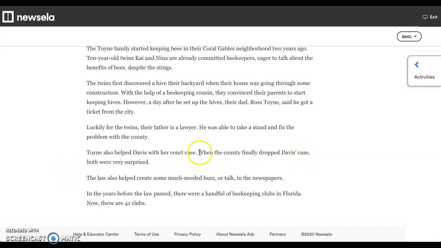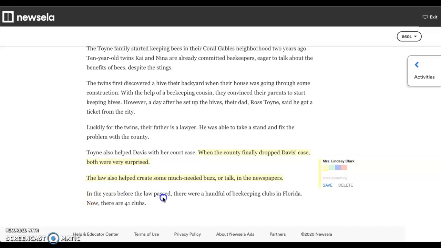So by the end here, it looks like the solution is that the county, I'm going to highlight that, went ahead and dropped the case against the Davises. So they were able to then have their beehive in their backyard. Another solution here is that it helped create buzz, a play on words there. It helped create a buzz, or talk about the bee problem, in the newspaper. So it created awareness. That's one way to help solve the problem.